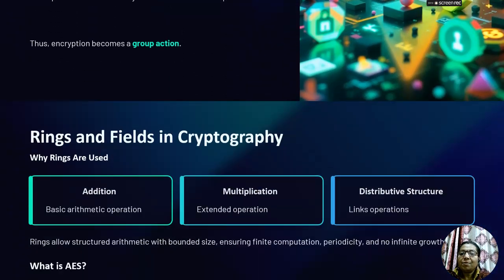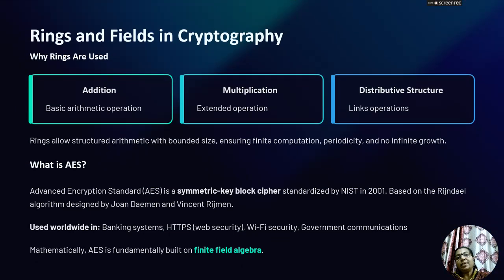The next thing is how we can use rings and fields in cryptography. Once again, we can see three main concepts: addition, multiplication, and the distributive structure. We know addition and multiplication as the basic arithmetic operations, and in distributivity we can see the link between the operations. Rings and fields are among the important concepts in modern algebra. They allow structured arithmetic with a bounded size. They ensure finite computation, periodicity, and no infinite growth.